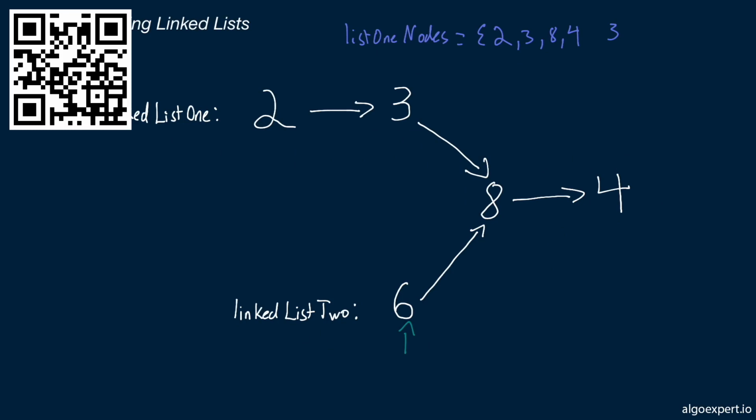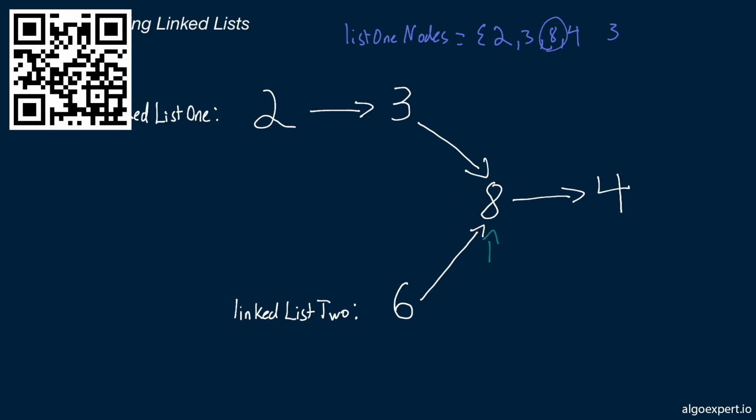So we can move on to the next node. And now we have this 8, and we can check list 1 nodes, and it turns out that the 8 is in list 1 nodes. So that means we must have found the intersection point because this is the first node we have encountered that is shared, so we can simply return this 8.